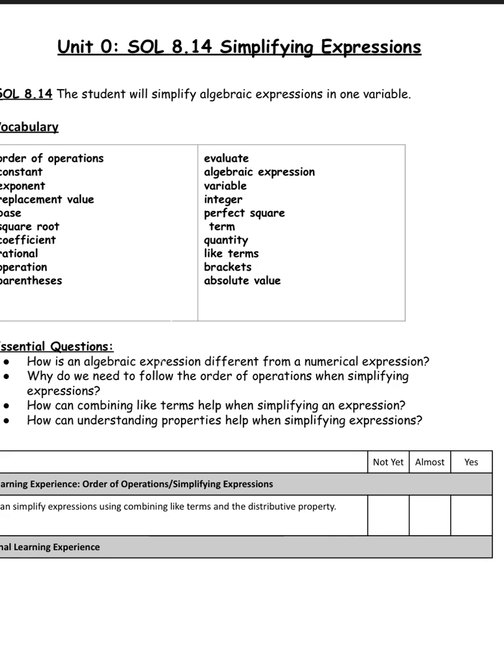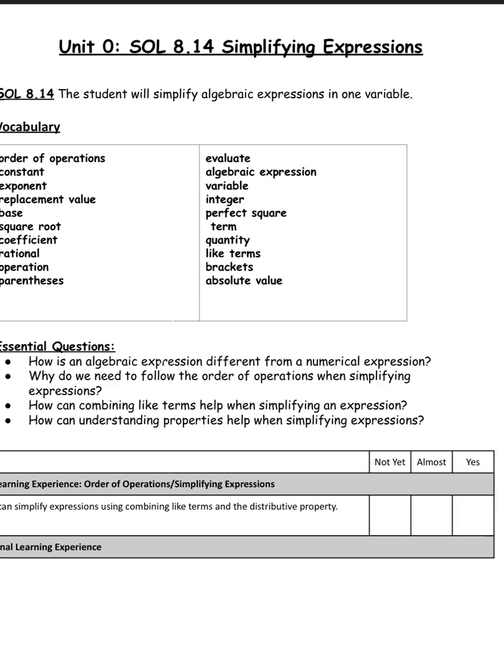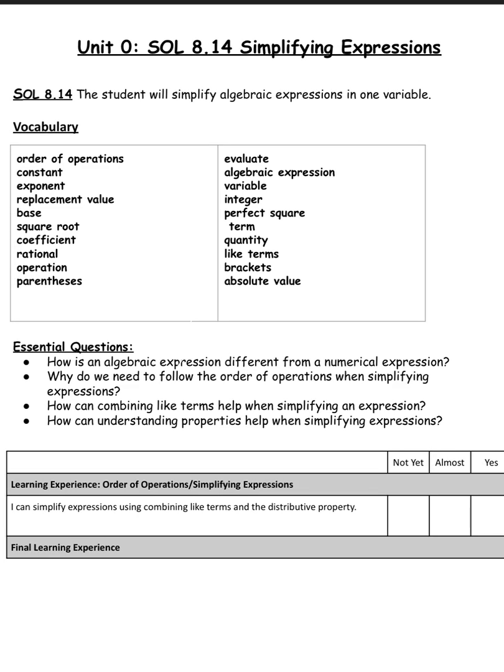All right, so for today's lesson, we'll be looking at SOL 8.14, specifically 8.14b, which is simplifying expressions. For this SOL, the students will simplify algebraic expressions in one variable. So some vocabulary we'll be looking at, or that we will use throughout.